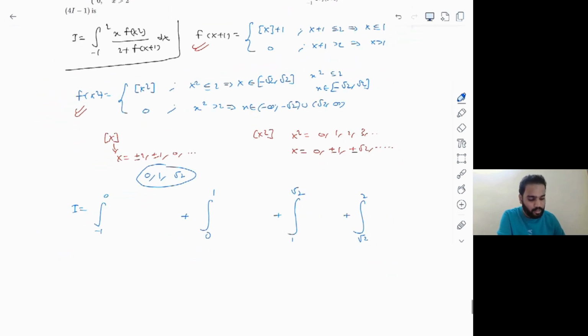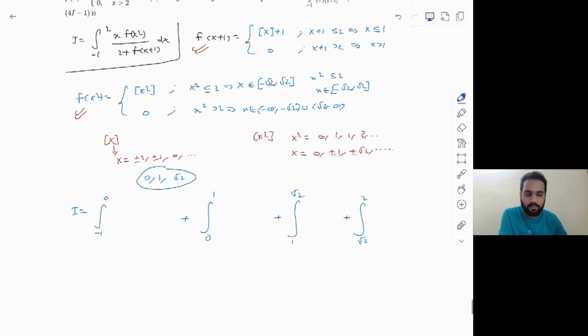Okay, so let's keep in mind we have to put the functions f of x plus 1 and also f of x square while integrating here. So let's calculate step by step. First, minus 1 to 0 x into f of x square. So look at f of x square function. This is in between minus 1 to 0. So whenever x belongs to minus root 2 to root 2, step of x square should be written. So which means it would be x into step of x square whole divided by 2 plus.